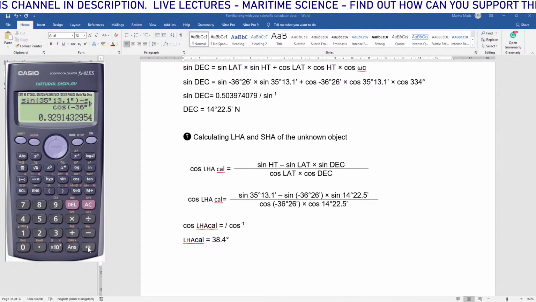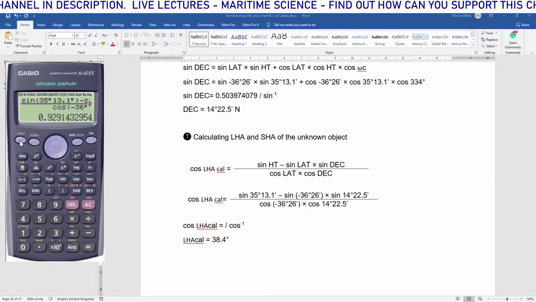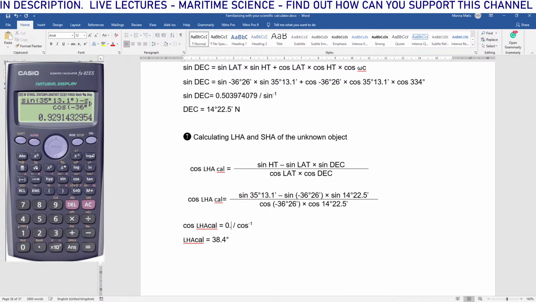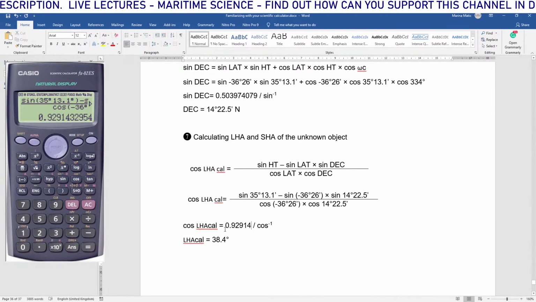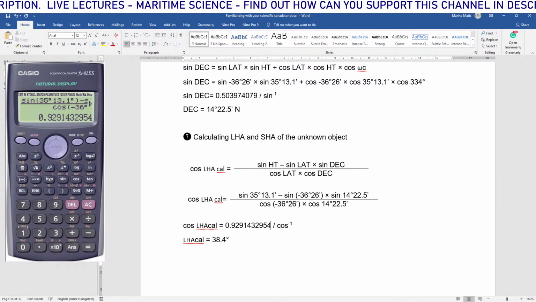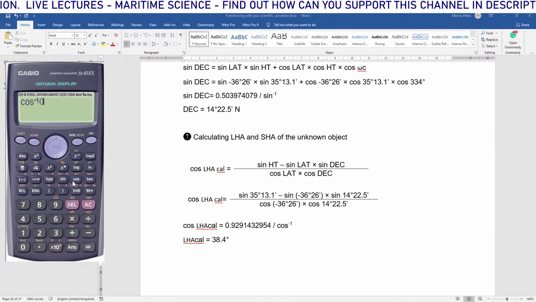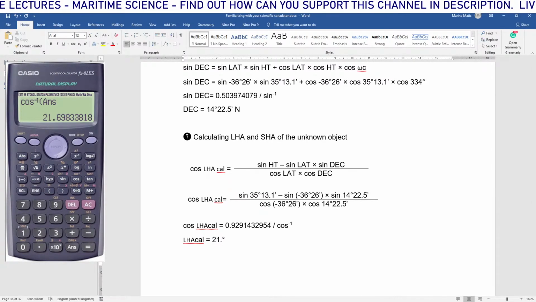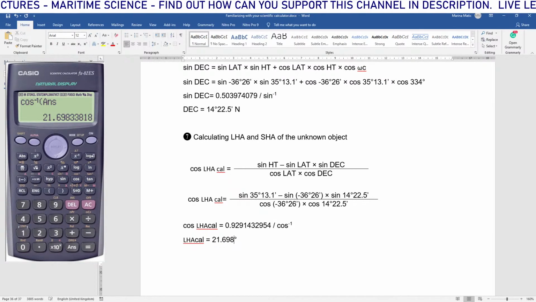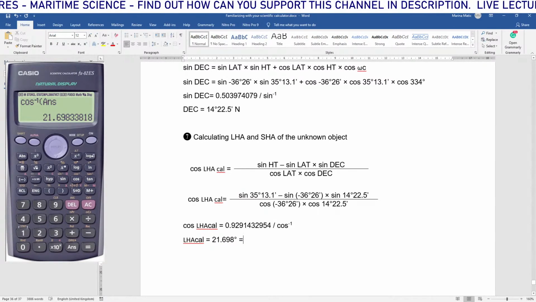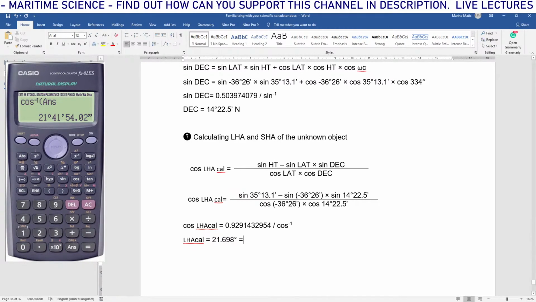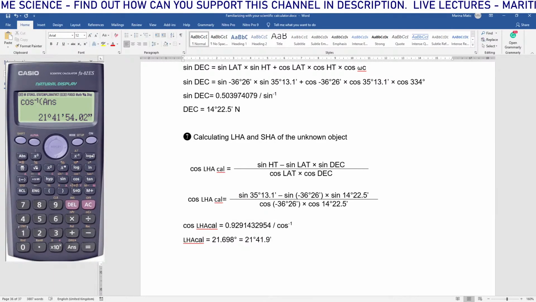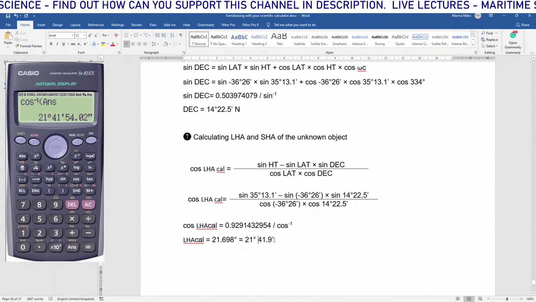Close the bracket, press equal, shift cosine, but let's just type the number here. So it's 0.9291432 and shift cosine equals 21.698, and I need to get that in degrees. So I press the DMS button, and DMS tells me it's 21 degrees, 41.9 minutes. So that is local hour angle calculated.